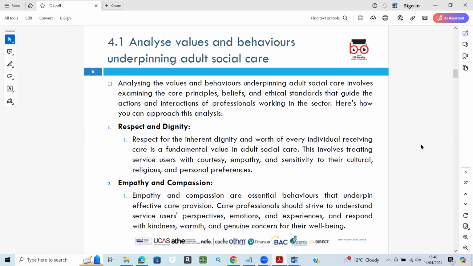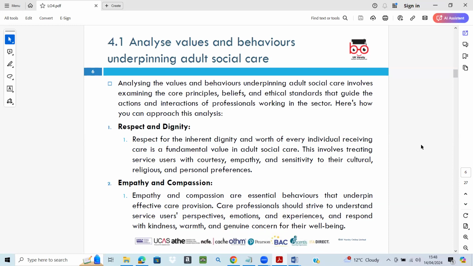And like for example, if we have a scenario where a care worker shows both respect and empathy, describe how these values and behavior could influence the outcome for the service user. So, we can say that in some scenarios, we have a strong impact on our values and behavior.